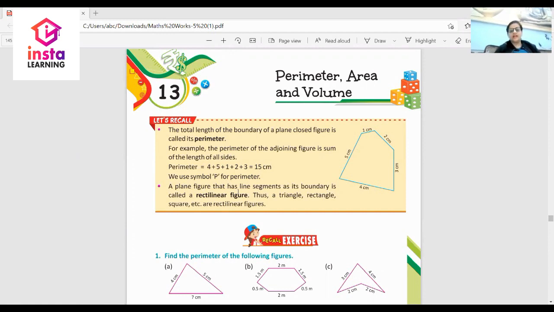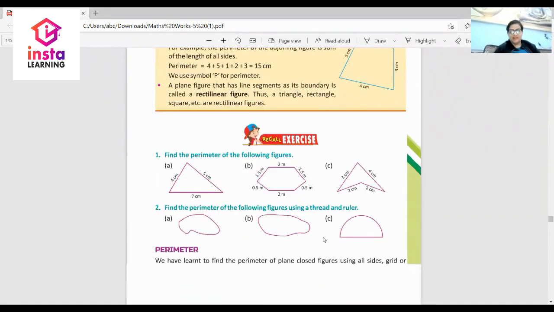A plane figure that has line segments as its boundary is called a rectilinear figure. Thus, a triangle, rectangle, squares, etc. are rectilinear figures. Got it? Okay. Now we will do our recall exercise that is very easy.